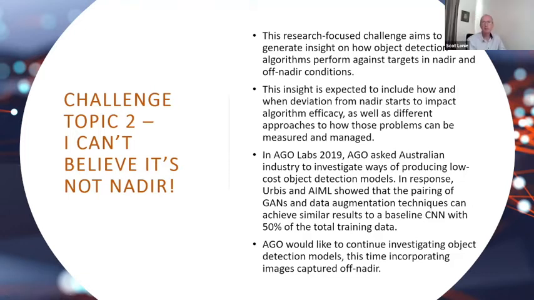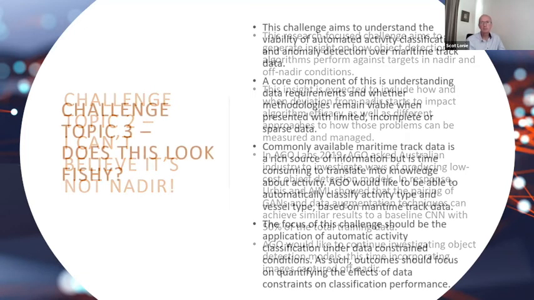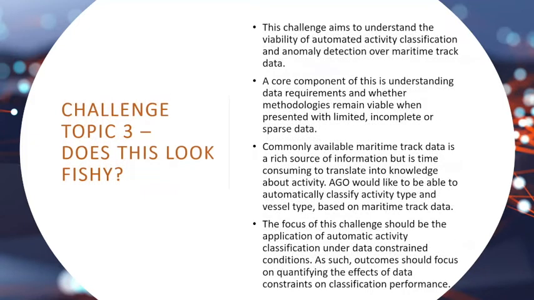Topic 3, and Mick. Yeah, thanks, Scott. Last but not least, does this look fishy? So this challenge is looking at the automated classification of maritime track data. So there's a specific interest here in the data limitations and how they might affect the classification outcomes. So as a bit of a summary, AGO is interested in being able to identify vessel and activity types based on track records, such as, or including AIS data.